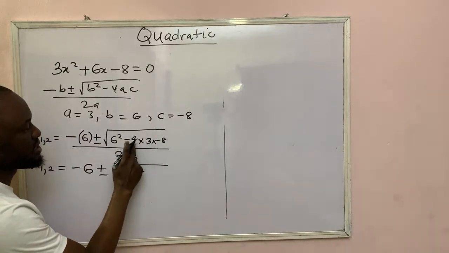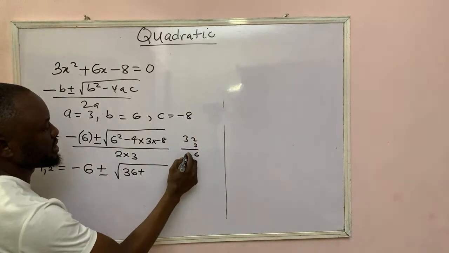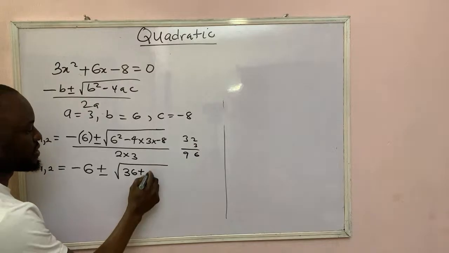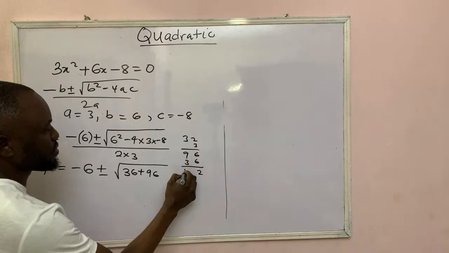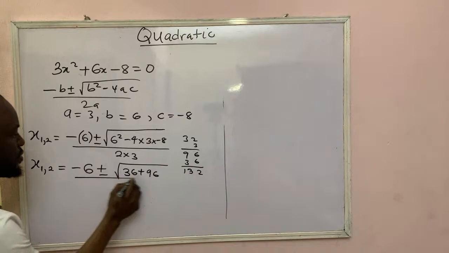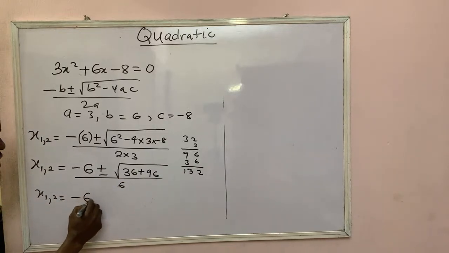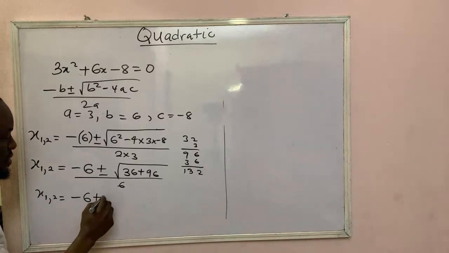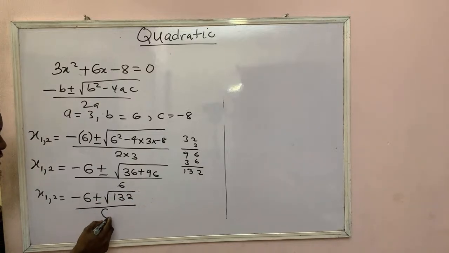This time this is 32 times 3, 6, 96. Alright, so this is 96. So 96 plus 36 is 132 over 6. So x of 1, 2 will be minus 6 plus or minus the square root of 132, divided by 6. I hope you can see that.